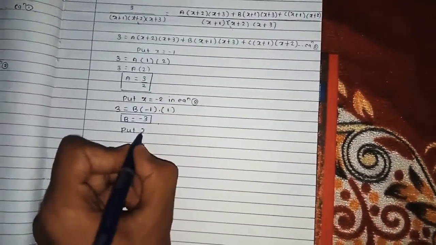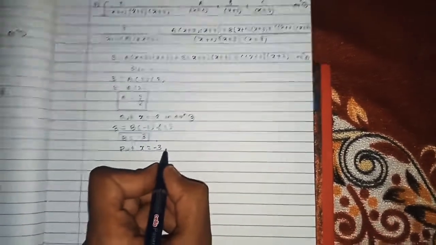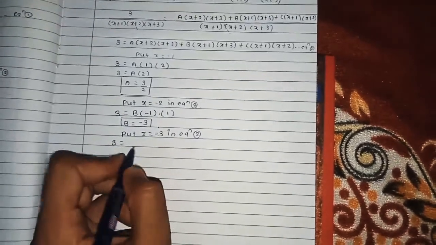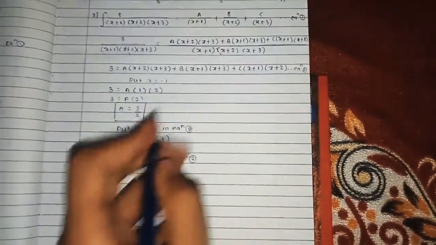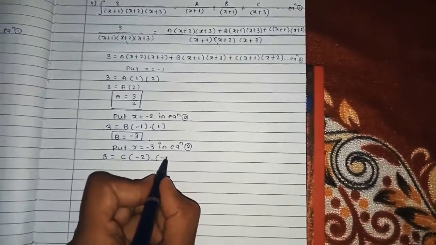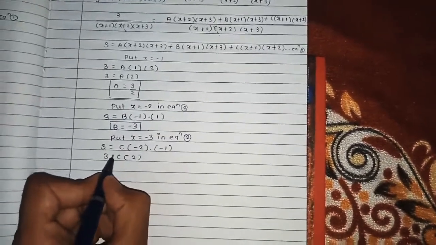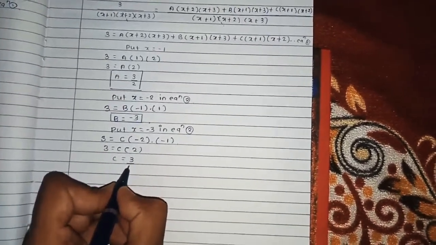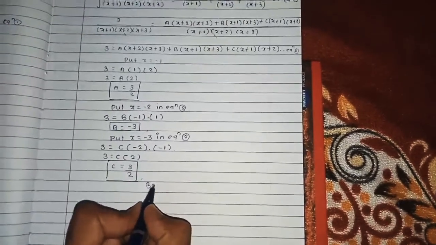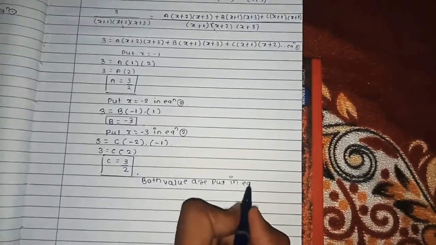Again put x plus 3 equal to 0, then x is equal to minus 3 in equation 2. Then 3 is equal to, the terms with minus 3 plus 3 cancel, and the remaining term is c times (minus 3 plus 1) times (minus 3 plus 2), which is minus 2 times minus 1, which is 2. So c is equal to 3 by 2. Both values are put in equation 1.